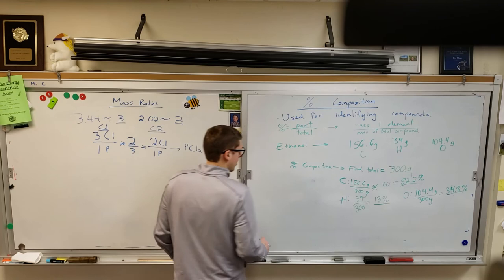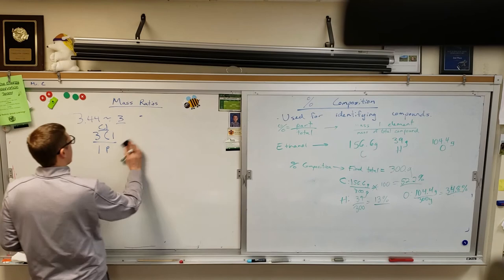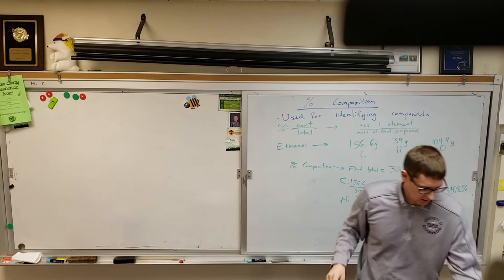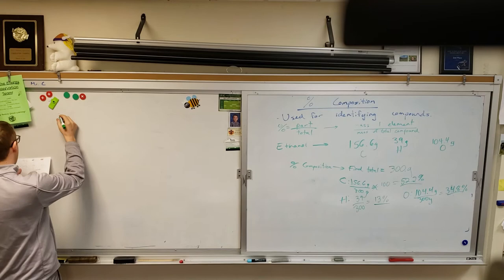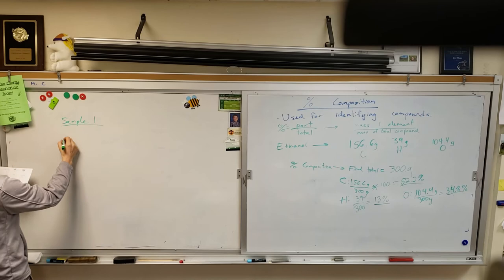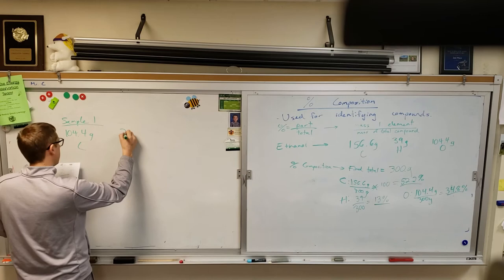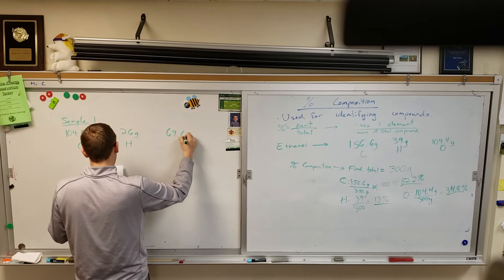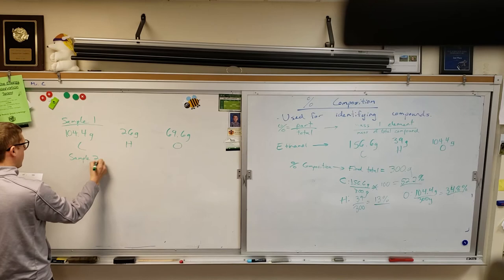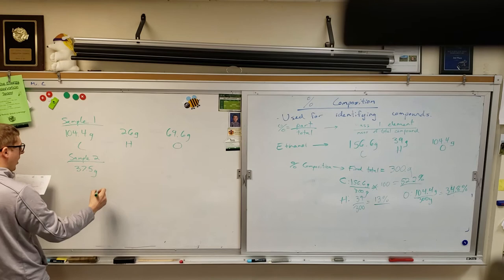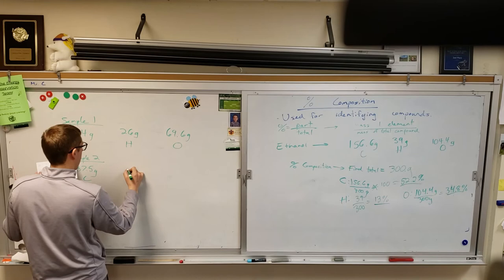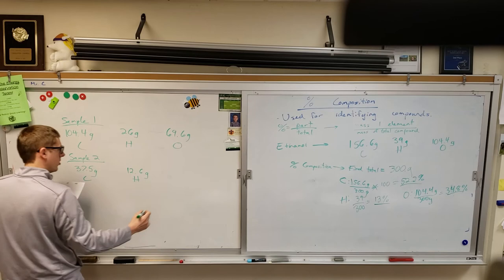Now, we had two samples. I'm going to let you guys do these example problems. Sample one has 104.4 grams of carbon, 26 grams of hydrogen, and 69.6 grams of oxygen. And sample two has 37.5 grams of carbon, 12.6 grams of hydrogen, and 49.4 grams of oxygen.